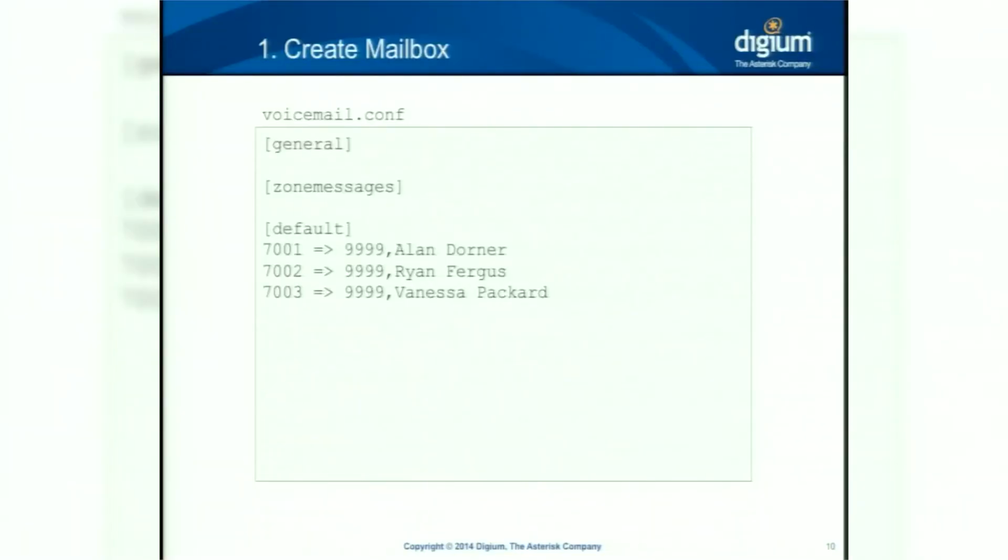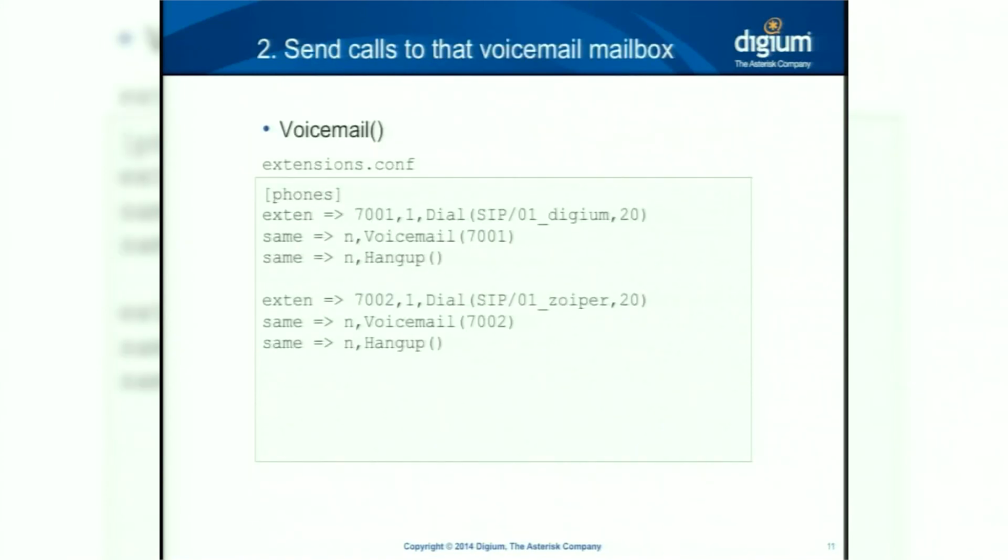Let's go back. All right. Okay, so now we've defined our mailbox in voicemail.conf. In our dialplan, we need to provide some way for our message to be left. Here we see in our phones context a couple of extensions. Now we have dial SIP endpoint named 02 Digium, and then the 7002 extension will dial a SIP endpoint named 01 Zoiper, and it will ring for 20 seconds.